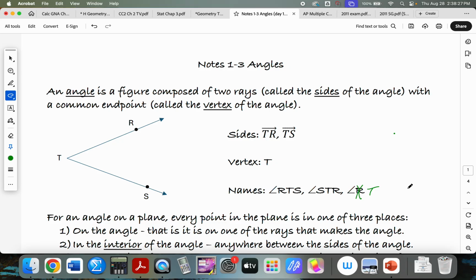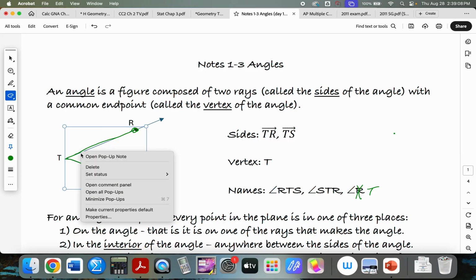Now, you may be wondering, well, why do we name it those ways? Well, first of all, let's start at the end. Angle T. How many angles in this picture have their vertex at T? There's just one. There's only one angle in the picture. So when we say that, we're saying the only angle with a vertex at T. When we're saying RTS, notice if, you don't need to do this, but if I start at R and I draw to T and I draw to S, have I drawn most of the angle? Yes. Or if I start at S and go to T and go to R, I've drawn most of the angle. That's why those are named the way that they are.